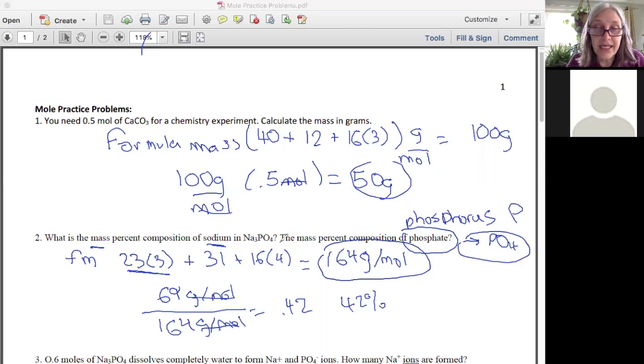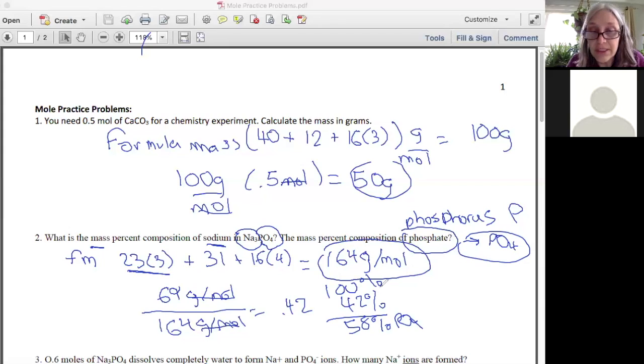So basically, since sodium is one part, the other part is phosphate. So basically what we can do is we can just subtract. So 100% is the total because there's 2 things here. If there was 3 different components, we couldn't do it this way, but there's just 2 different components. So 100% is the total, and we get 58% PO4, phosphate.